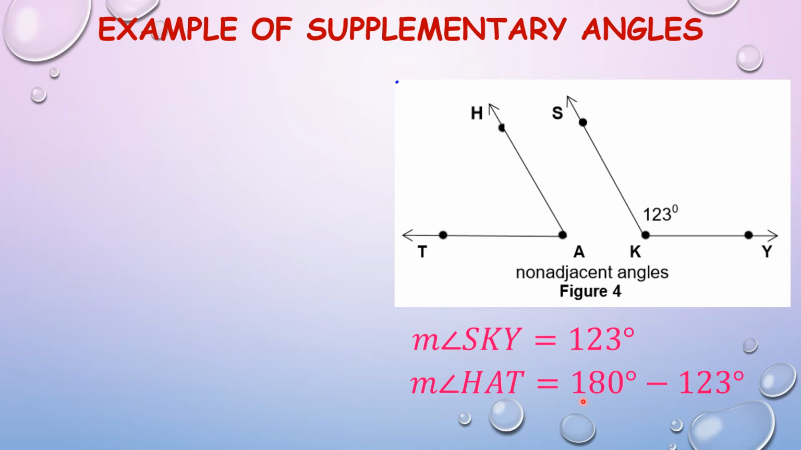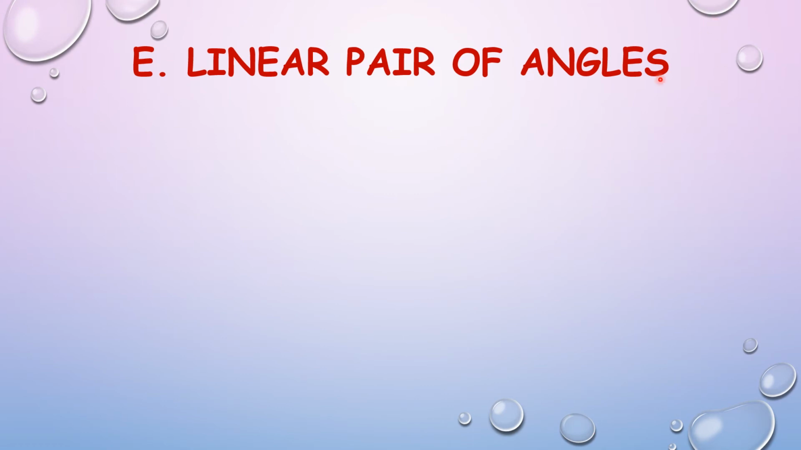So subtract 180 and 123. So our answer is 57 degrees. So therefore, 57 degrees is the supplement of 123 degrees. Okay, let's have linear pair of angles.